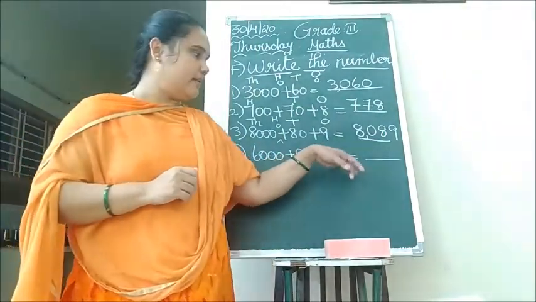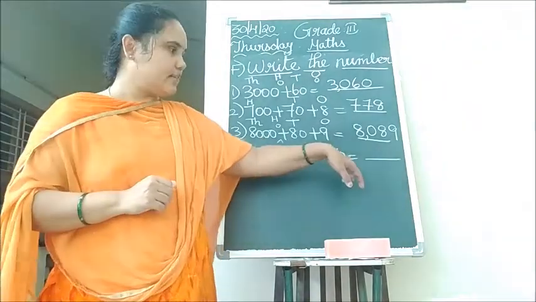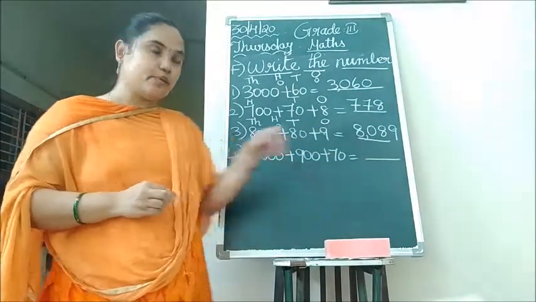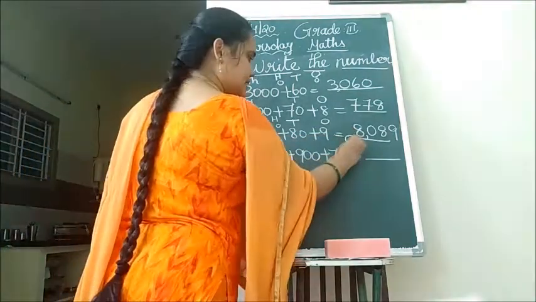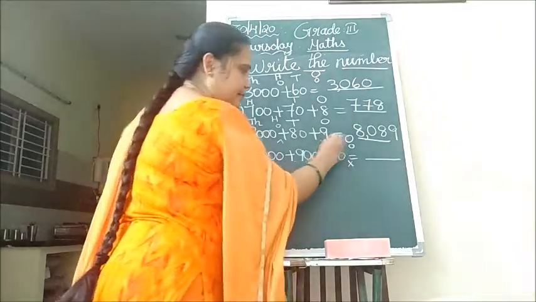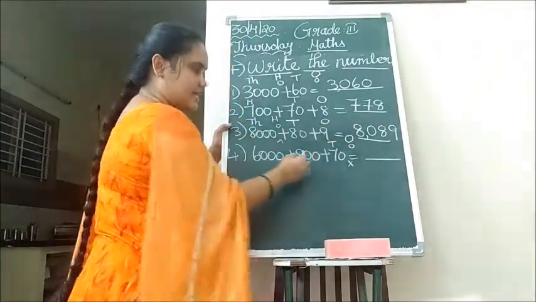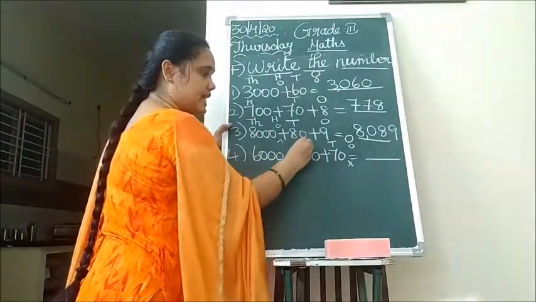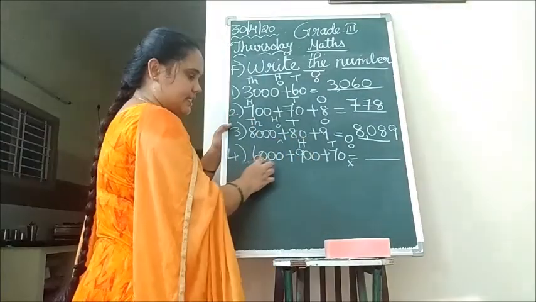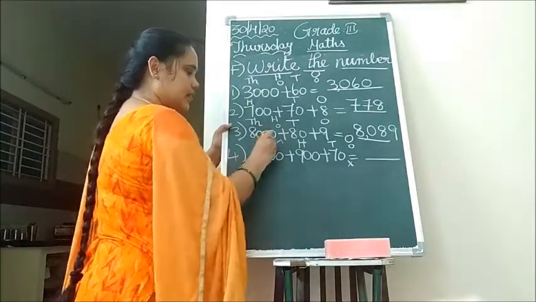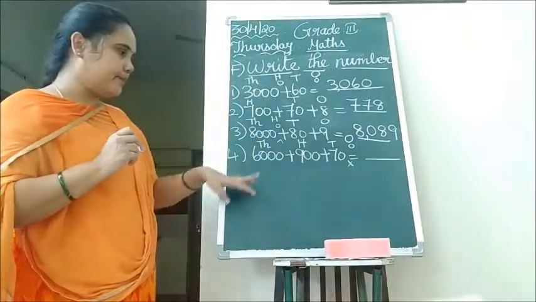See the next sum. 6,000 plus 900 plus 70. See what is the first place? Ones place. Here ones place is not given. So what do we write in the ones place? 0. 70, 2-digit number. 2-digit number means which place? Tens place. 900, 3-digit number. 3-digit number means which place? Hundreds place. 6,000, how many digits? 4 digits. 4 digits means which place? Thousands place.